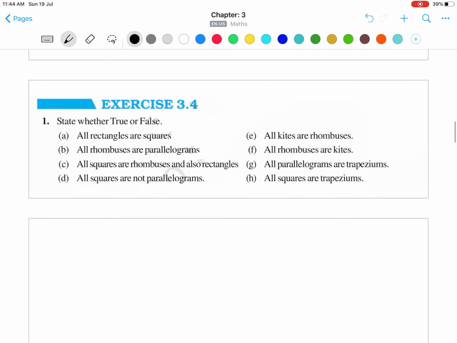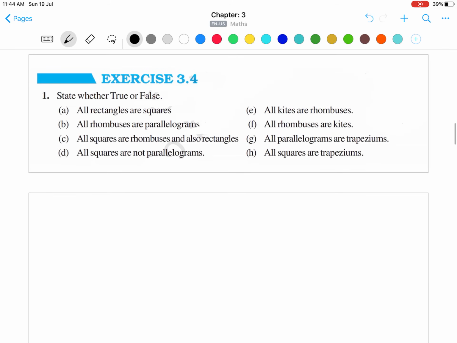I hope it's clear to you. Now moving to exercise 3.4. This exercise has a total of 6 questions. We'll start with the first question. It says state whether true or false. The first one is: all rectangles are square. Let's start answering.